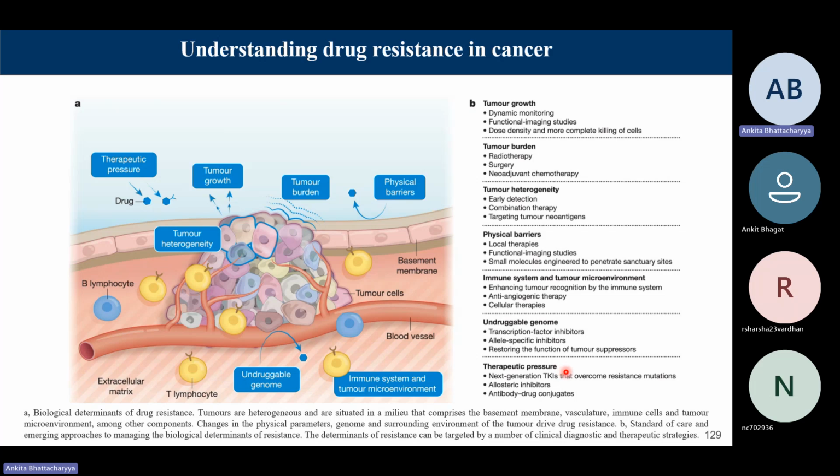Therapeutic pressure, you have to figure out ways to overcome resistant mutations, allosteric inhibitors, antibody drug conjugates. Again, all of these are topics we have discussed at some point a few weeks ago, a few classes ago. So you can quickly refer to those for your own understanding. But yeah, these are the basic on-paper strategies which are used to tackle drug resistance in cancer.